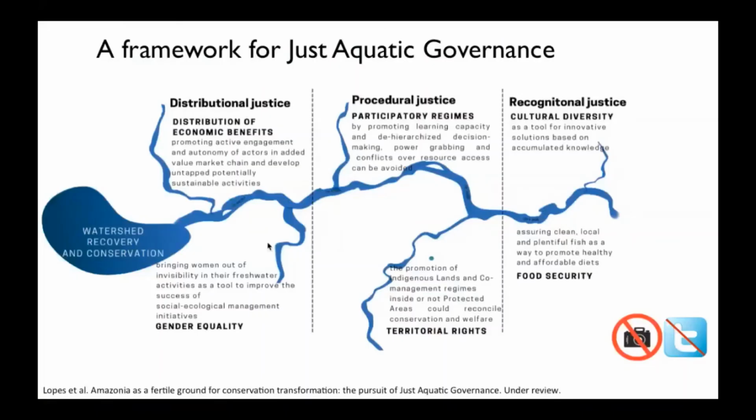And ecological sustainability. I'm not going to go over this, but if you want, we can discuss it later. We have proposed the framework for just aquatic governance. This has been proposed for the Amazon, which has an ocean component as well, but you can see here that the base has been the watershed recovery and conservation. The whole framework is based on the 3 aspects of social justice. We give specific directions of how we can achieve cultural diversity, how we can use cultural diversity to promote social justice within a framework of how we reuse the space.